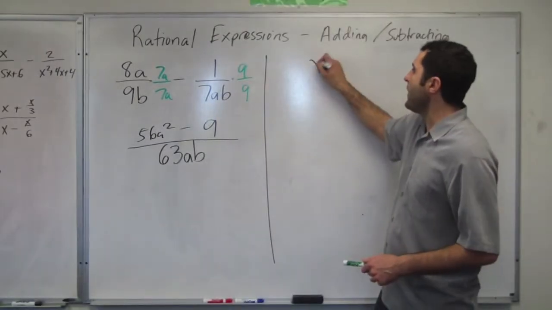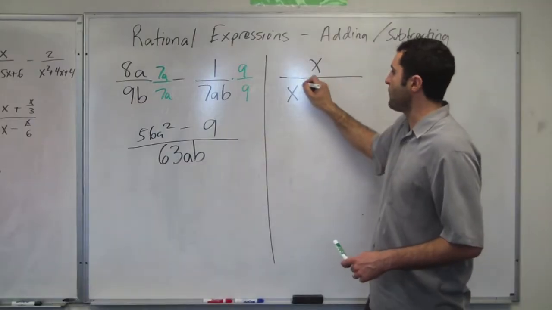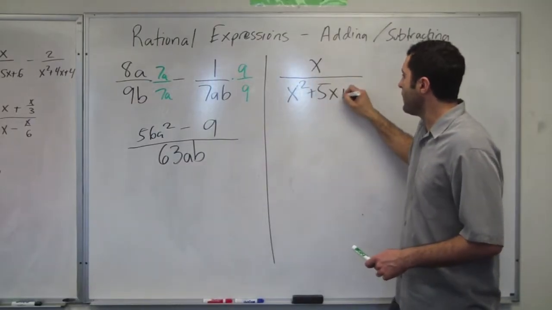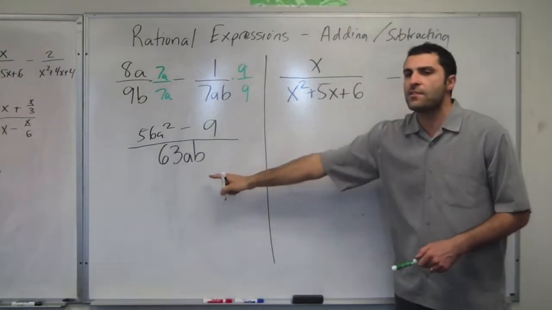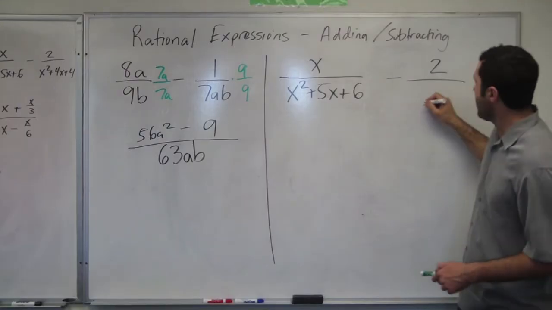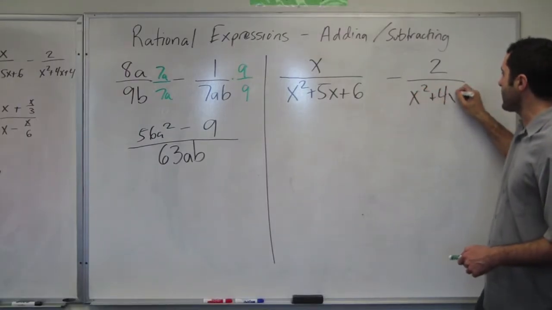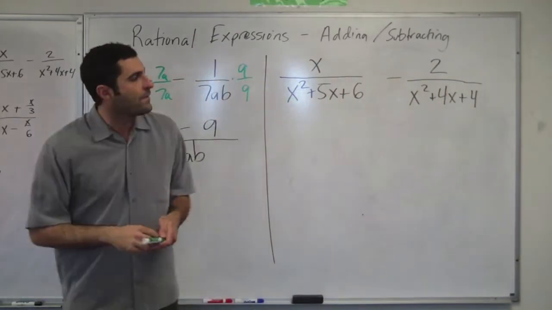Okay, we're skipping the next one, getting into the meat and potatoes. Skipping 2 of them? Yeah, it's worth it, because they're the same as this. Minus 2 over x squared plus 4x plus 4. Factor. Yeah, factor's the way to go.